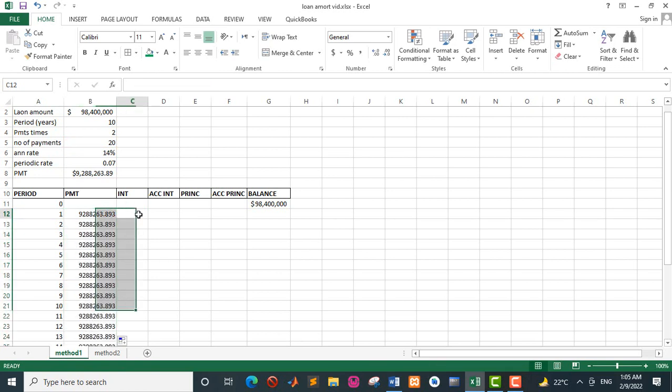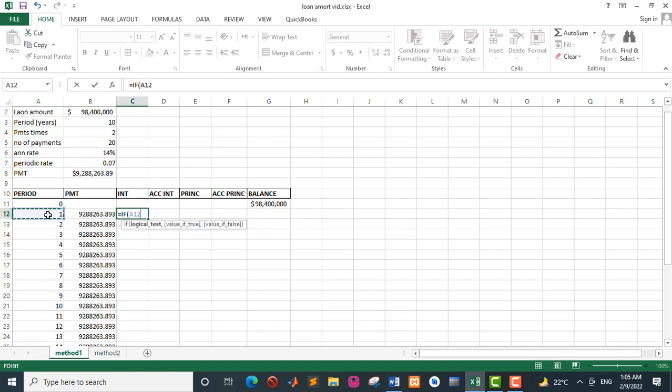Now we compute the interest using the same approach. We say that if the period starting from 1 is less than or equal to 20, we fix that. What should happen? We should get the balance times the periodic rate, then we fix it, else we end the process. So close and double click.